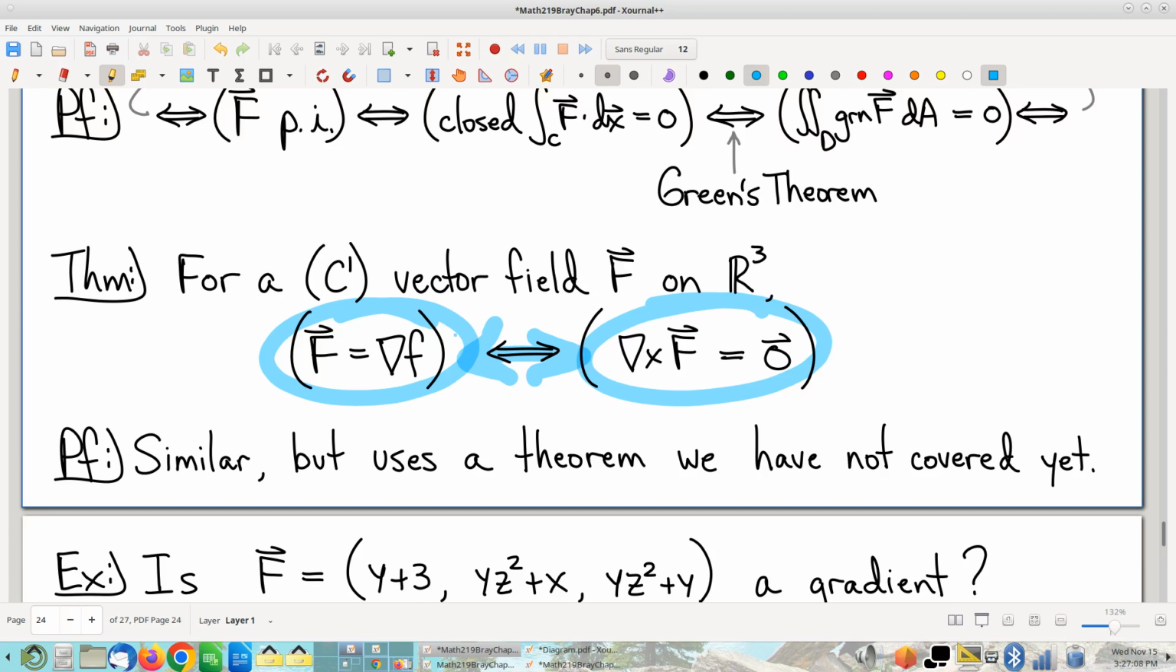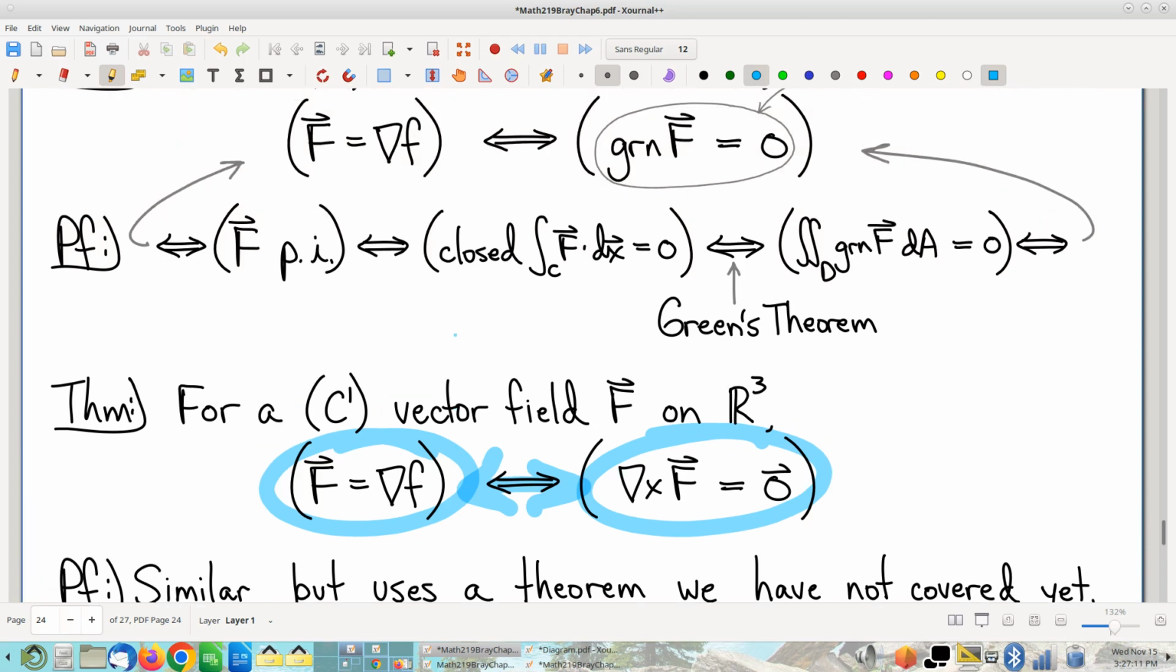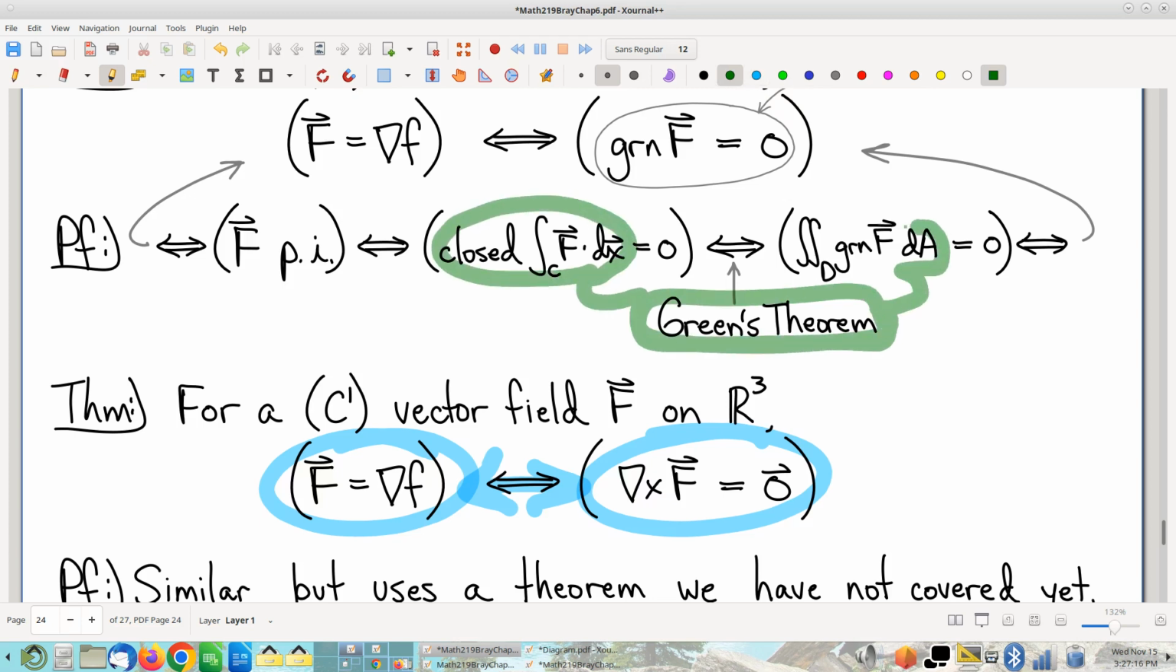It involves a tool, it involves a theorem, much like Green's theorem. And recall the purpose of Green's theorem here was to make this connection between circulations and an integral. Underneath this blue statement, there's an argument that again involves a theorem, and it's not Green's theorem, but it's a three-dimensional analog of Green's theorem. We don't have that theorem yet, so I can't show you that argument, but once we have the appropriate theorem, when I show you the analogous argument, it's going to look just like this, just a three-dimensional equivalent. Okay.